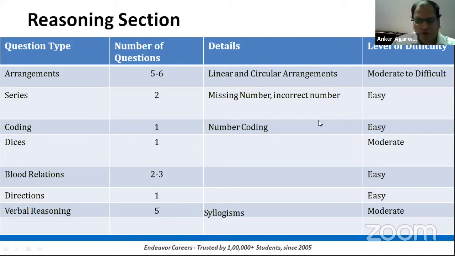There was one question on dices, 2 to 3 questions on blood relations, and one question on directions, right? These questions on blood relations and directions were reported to be on the easy side, right? For verbal reasoning and the remaining part of the exam, I will hand over to Deepak sir.